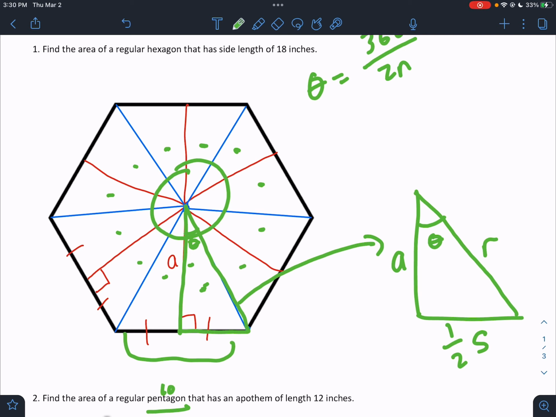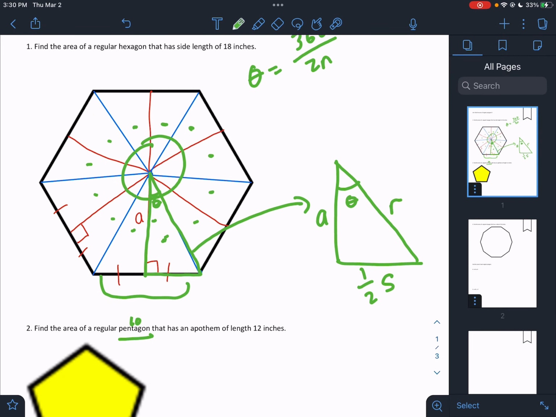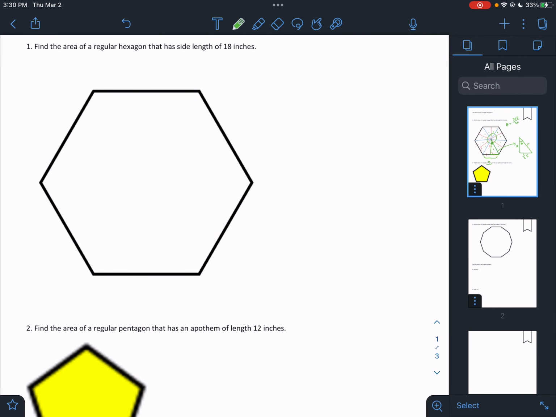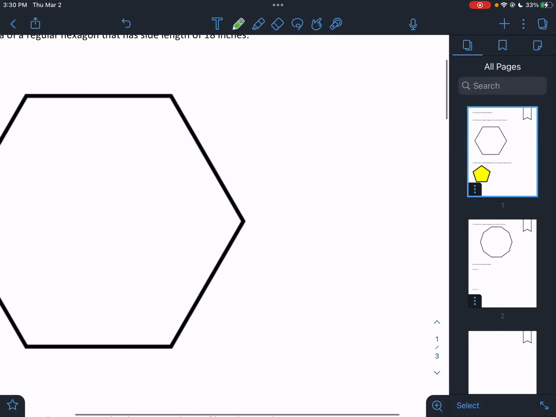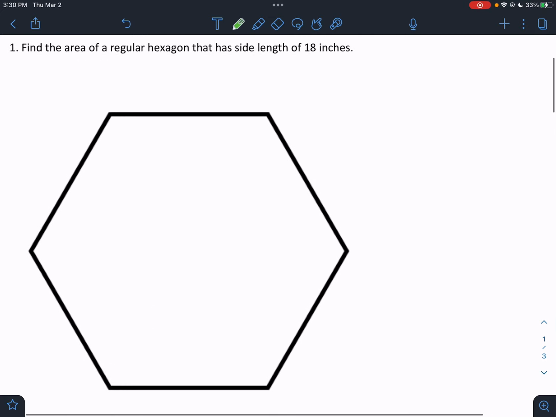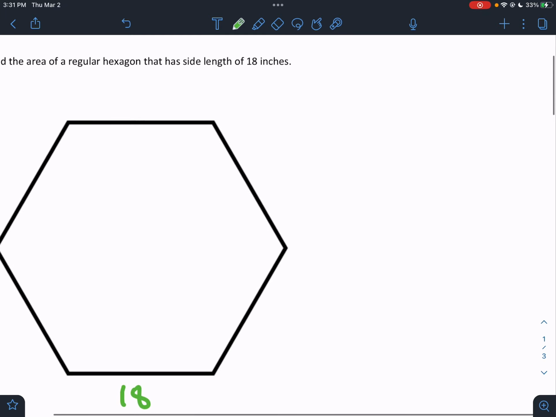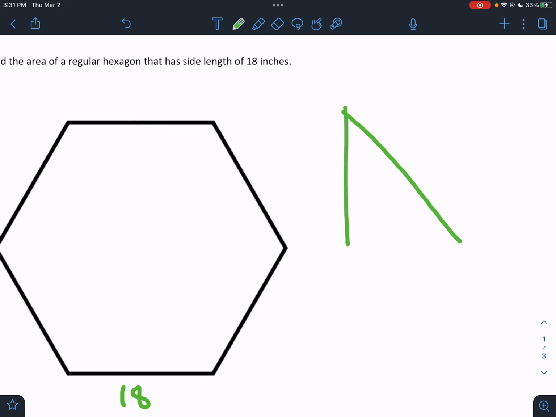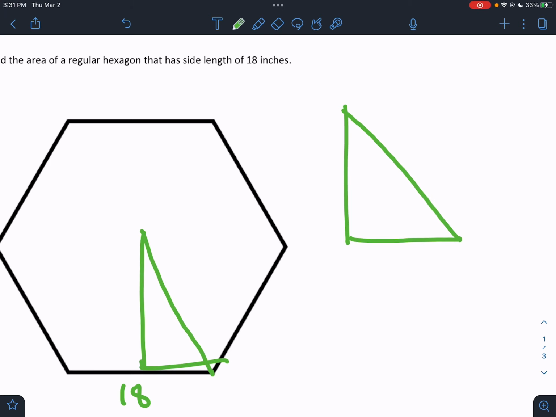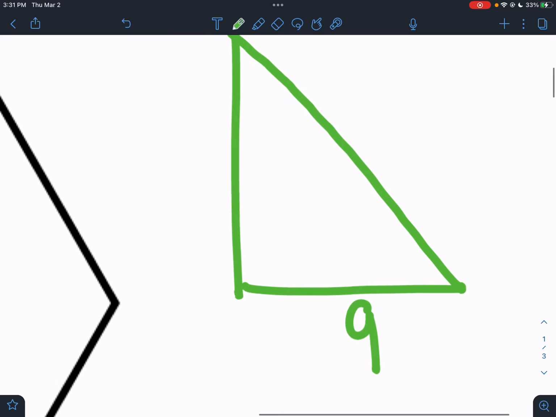So let's do this actual problem. Keep all of that in mind as we move forward to do the actual question. This says, find the area of a regular hexagon that has side lengths of 18. So it's a hexagon. All we need is this right triangle. Remember where it comes from. If the side length is 18, we know that half the side is 9. The other thing we need is the height.